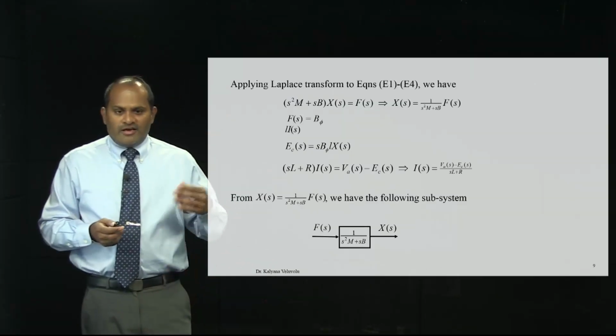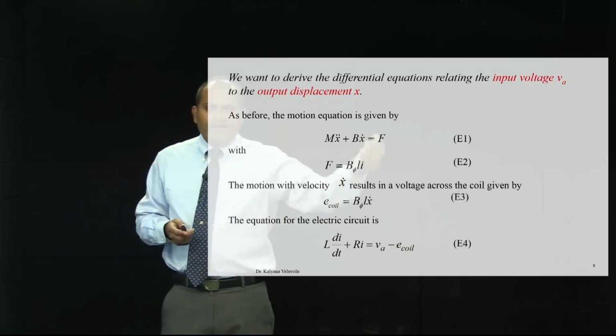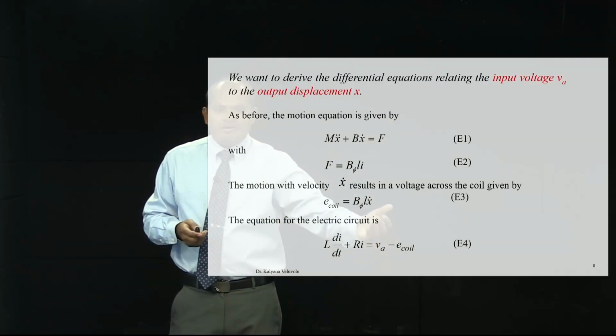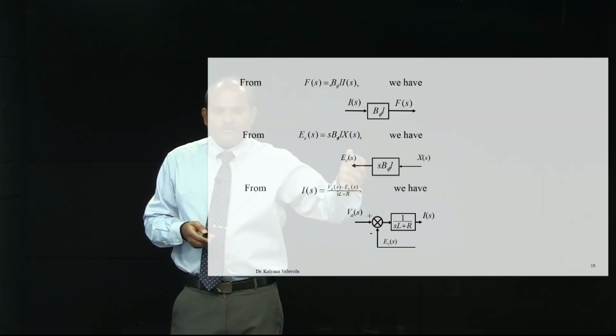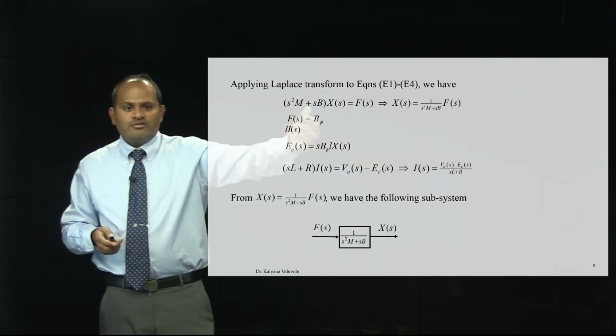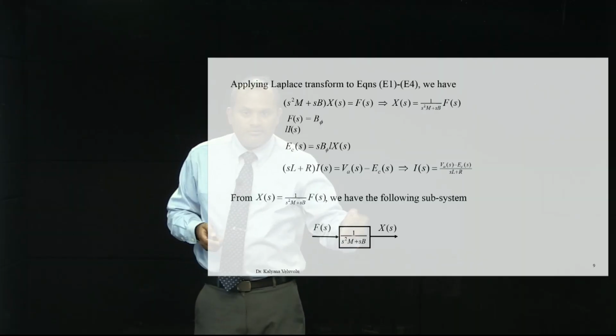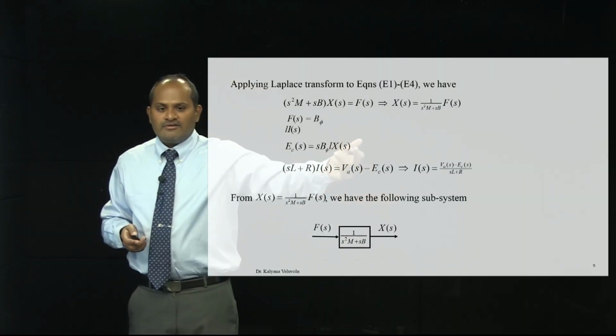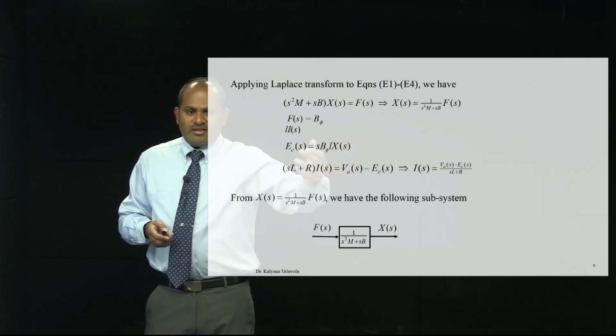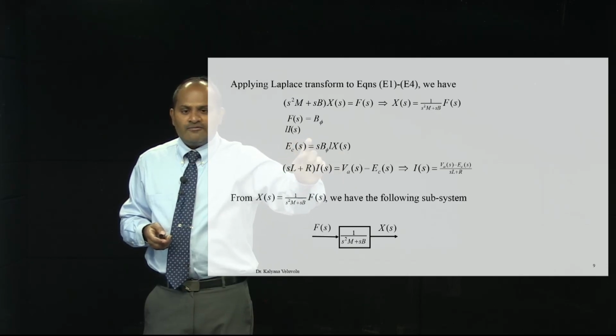Now, let us try to analyze one by one. Applying the Laplace transform to these four equations, we can get the earlier one we already formulated: x of s is equal to 1 by (s square m plus s b) into f of s, and f of s equal to b phi L I of s. Now the E coil is obtained as E coil is s b phi L x of s. Here x of s forms the input, E coil Ec of s forms the output.